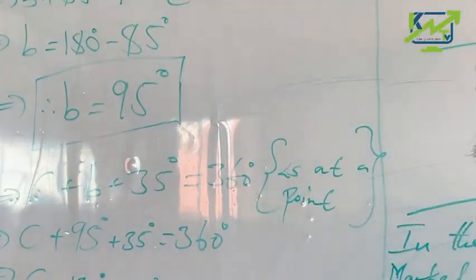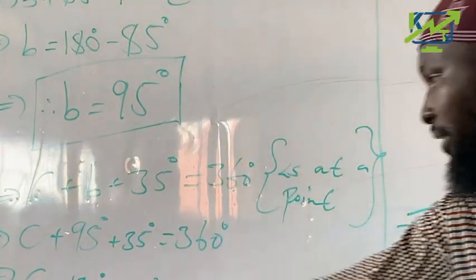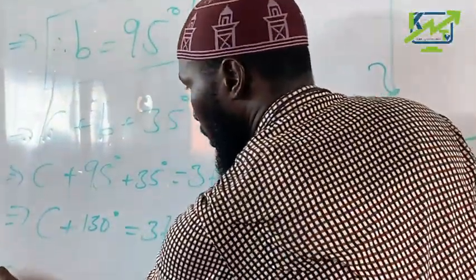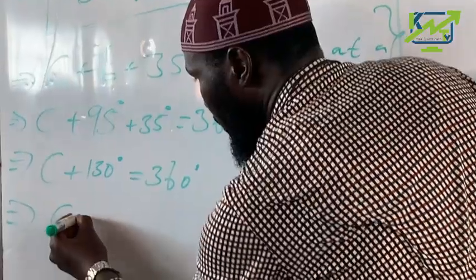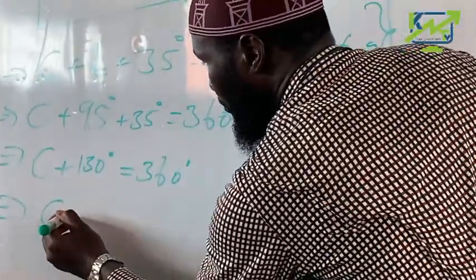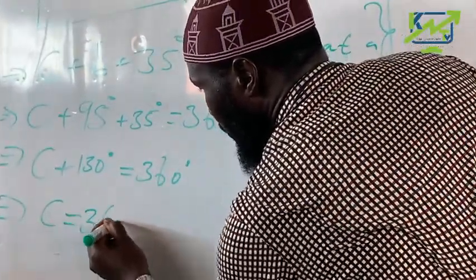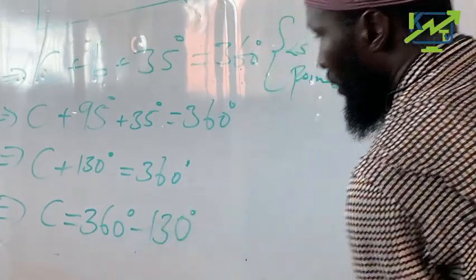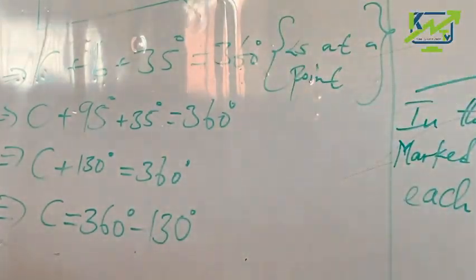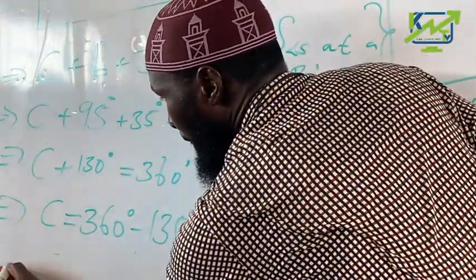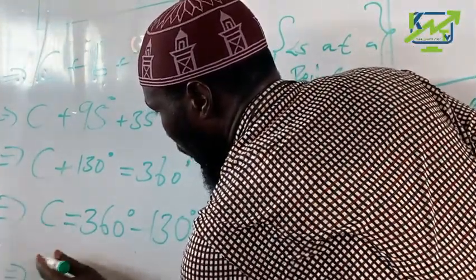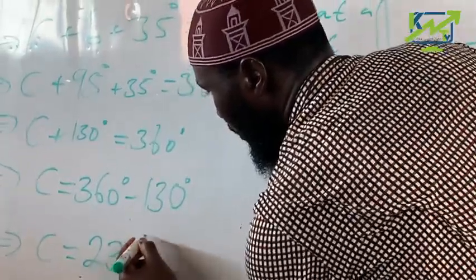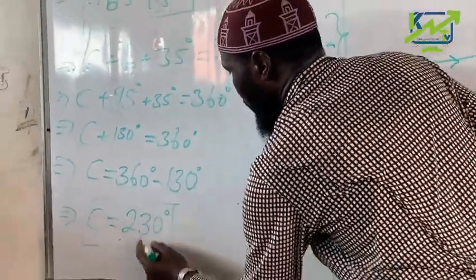So now from there we collect the like terms. If you look at the 130 and 360, they are the numbers, so we post them at one side. So we are going to say our angle C now is equal to 360 degrees minus 130 degrees. So now when we subtract them, what is going to be our C? Our C is going to be equal to 230 degrees as the answer.